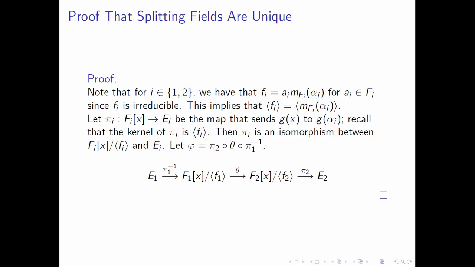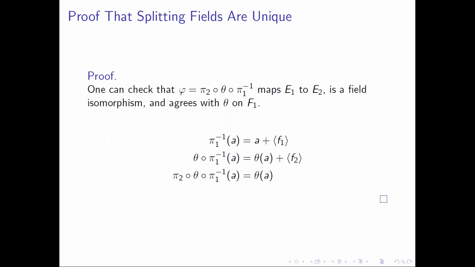And last but not least, we have this map pi 2 going from F2 adjoined x modulo the ideal generated by f2 to the field E2. And what we want to do is just move linearly from E1 to E2 and let phi be that map. What we have left to do in the proof of the theorem is show that this map phi has the properties that we wanted for the theorem. So the first thing that we have to check is that it maps from E1 to E2. That's what we did on the previous slide. So it really maps from E1 to E2.